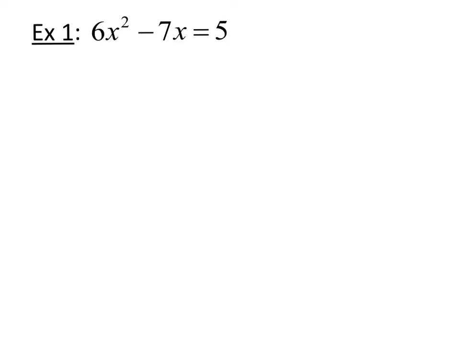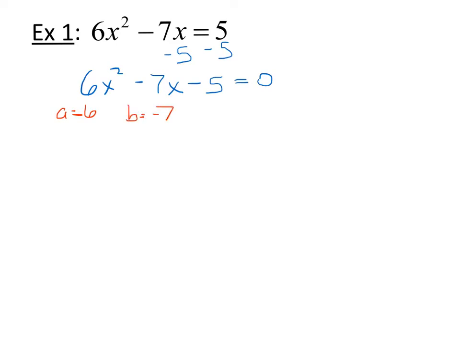The very first thing that I need to do with this, 6x squared minus 7x equals 5, is I have to get one side equal to 0. So I'm going to subtract 5 on both sides. So I have 6x squared minus 7x minus 5 equals 0. Notice that I cannot combine any of these terms because this one's an x squared, this one's an x, and this one doesn't have an x. Let's use the quadratic formula to solve this one. In this case, a equals 6, b equals negative 7, and c equals negative 5.